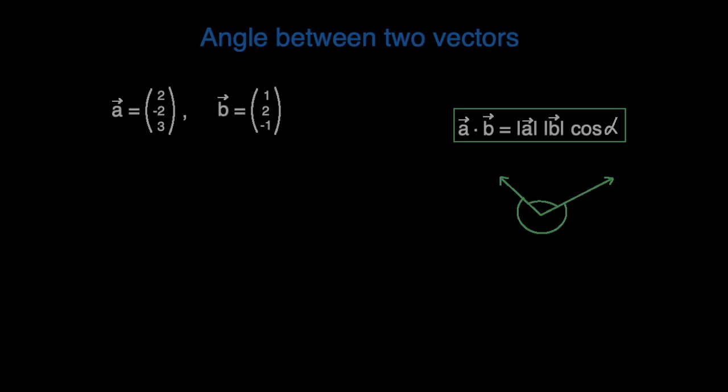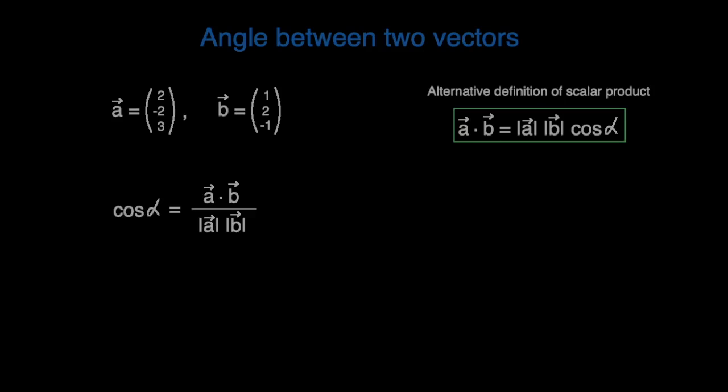In fact, there are two possible angles between two vectors, but we define the angle between the two vectors to be the one smaller than 180 degrees. So, this is the alternative definition of scalar product, which we will now use to find the angle between the vectors a and b. From the formula, we have cosine alpha is equal to the scalar product of vectors a and b over the product of the magnitude of the vector a and the magnitude of the vector b.